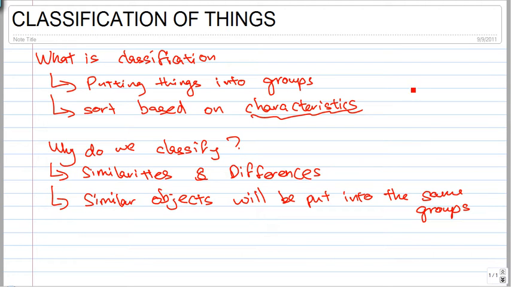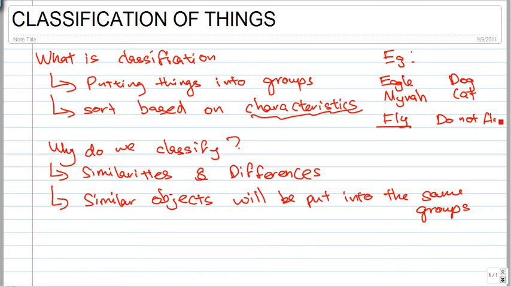Alright, for example, you've got the eagle, you've got the myna, you've got the dog, you've got the cat. You can really classify this group of animals into those who fly and do not fly, isn't it? So those who fly: eagle, myna; those who do not fly: dogs and cats. Alright, so this is just one example of how similar objects will be put into the same groups.